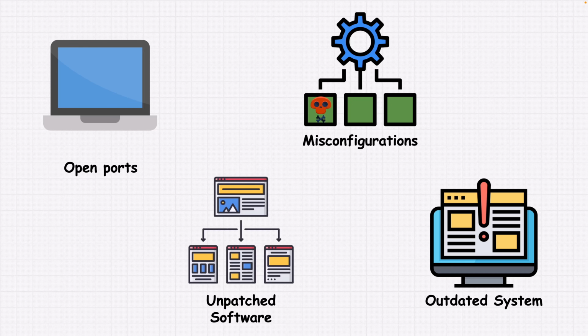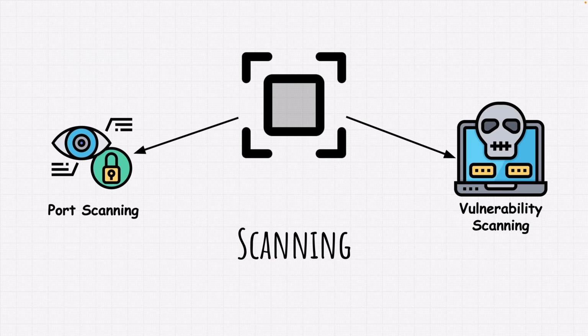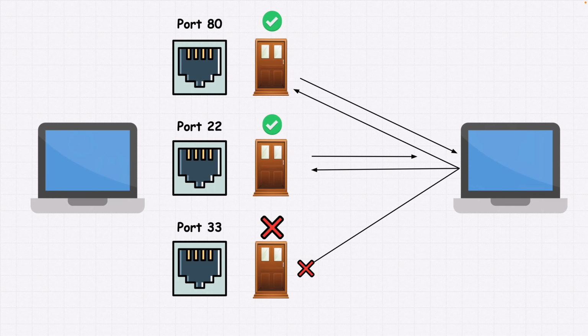Okay, now at its core, scanning can be broken down into 2 major types: port scanning and vulnerability scanning. Let's dive into port scanning first, which is one of the fundamentals and crucial aspects of any cybersecurity assessment. Why is port scanning so crucial? Well, a port scan is like knocking on doors to check if they're open.